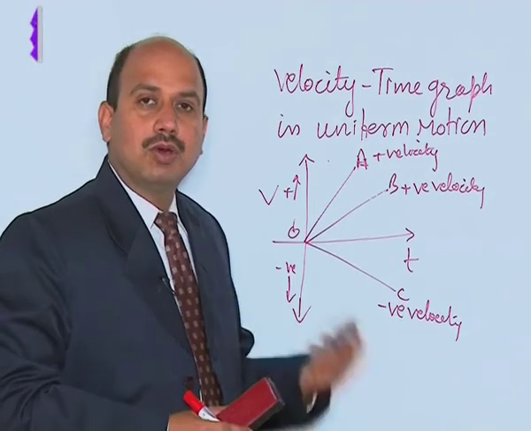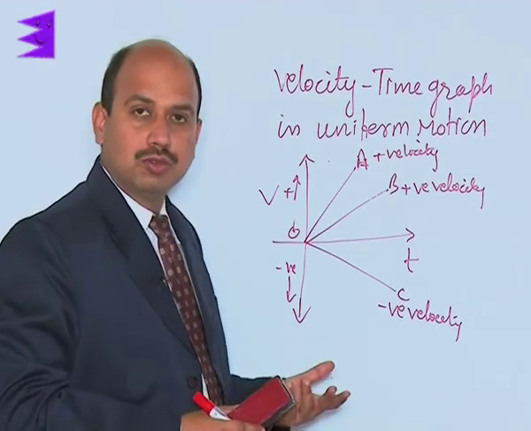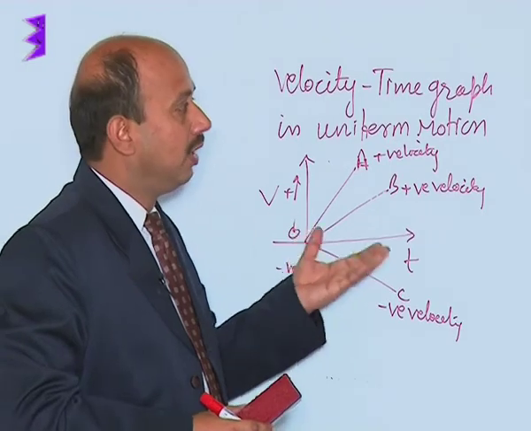So, this is about the velocity time graph in uniform motion. Now, we will do examples related to this.